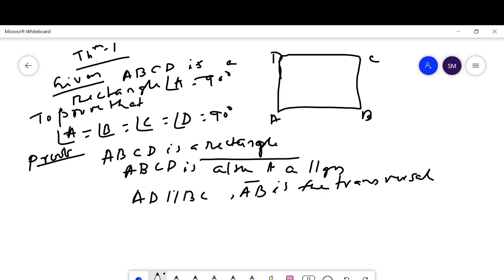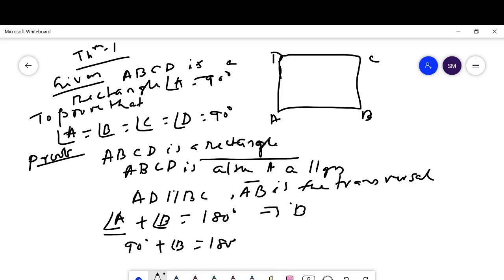As we know, when two parallel lines are intersected by a transversal, the sum of the co-interior angles is 180 degrees, meaning co-interior angles are supplementary. Angle A plus angle B is equal to 180 degrees. As angle A is 90 degrees, 90 degrees plus angle B is equal to 180 degrees, which implies angle B is equal to 180 minus 90, so angle B is 90 degrees.